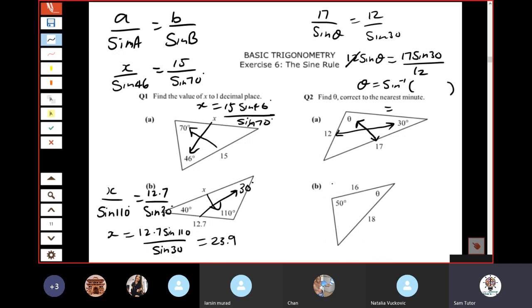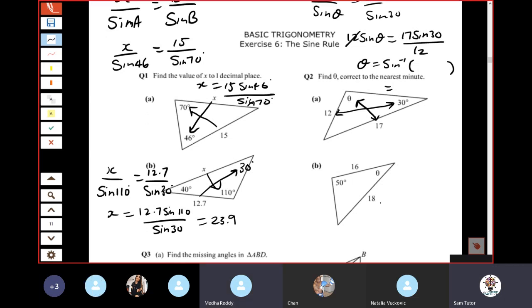Meda, let's do B together. Tell me what you would write. Order doesn't matter. As long as you know they're opposites of each other, that's all that matters. 18 over sine theta. Sine, what's opposite 18? Is it theta? Oh, no. You remember it's opposites. 18 over sine 50 must equal 16 on sine.